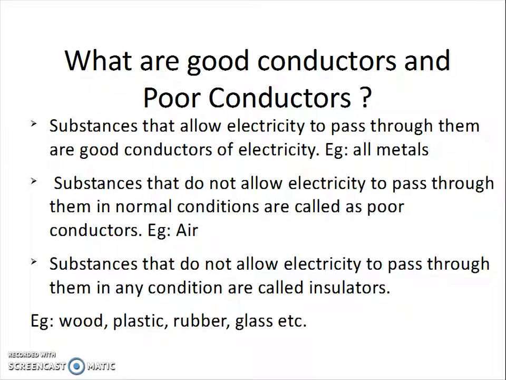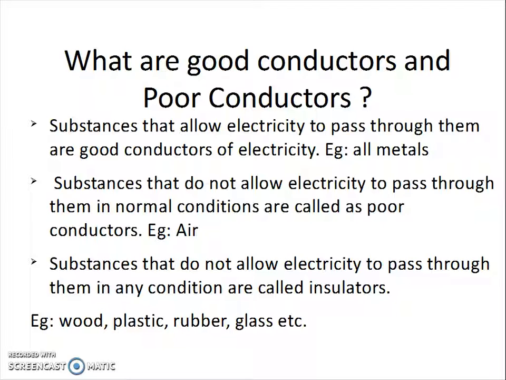For example, all metals like copper, aluminium, iron, etc. The substances that do not allow electricity to pass through them in normal conditions are called poor conductors. For example, air. Substances that do not allow electricity to pass through them in any condition are called insulators. For example, wood, plastic, rubber, glass, etc.